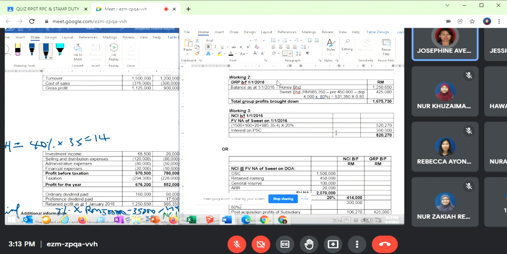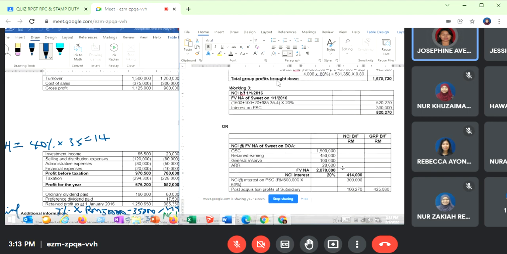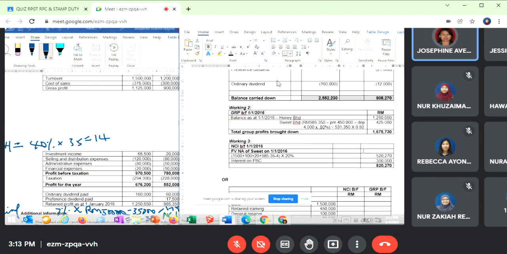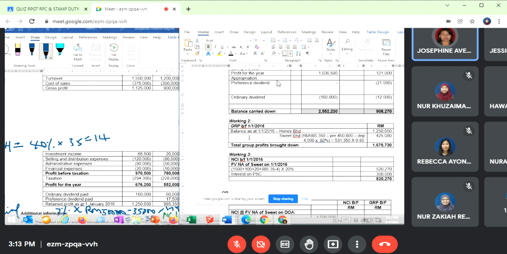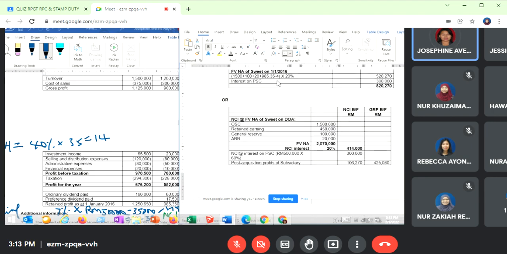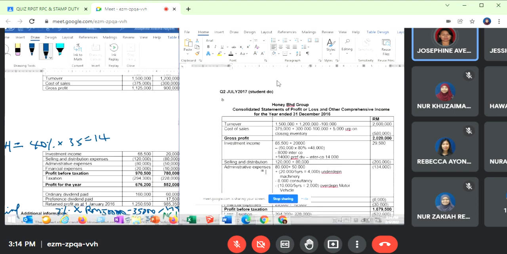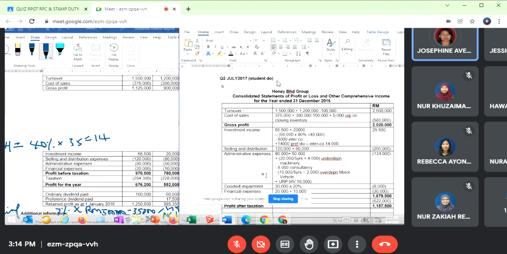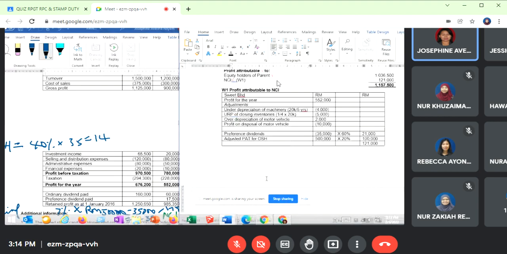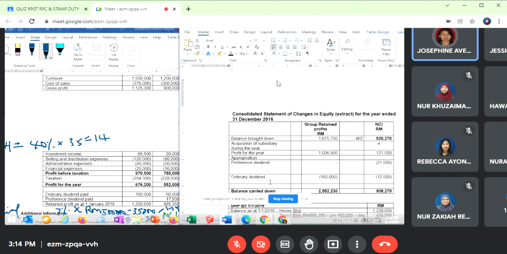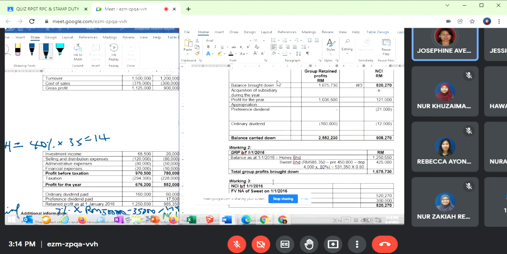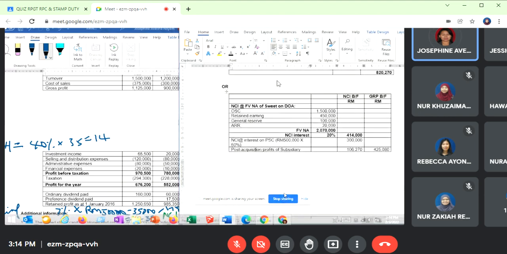So for the brought forward, you either do it using the schedule, combine all the reserve, or an NCI, or you can do a separate calculation like this. It's really up to you. If you find this easier, then you just show this as your working. So that is for question 2, July 2017. So I hope this will help you in answering this consolidated statement question.